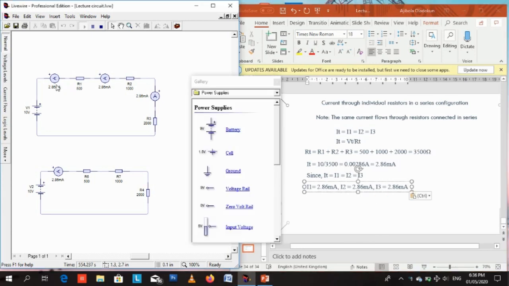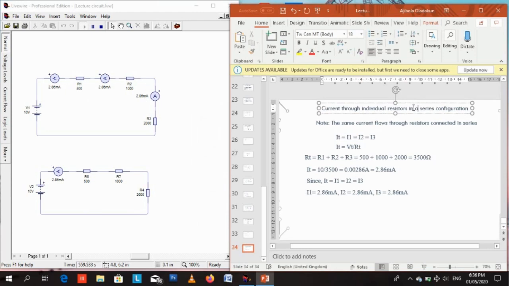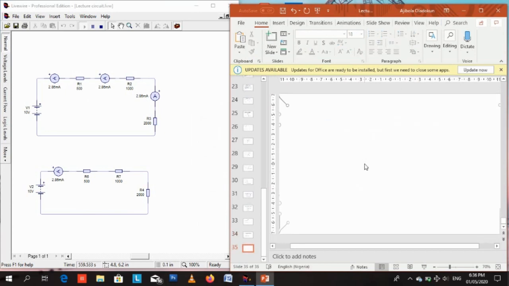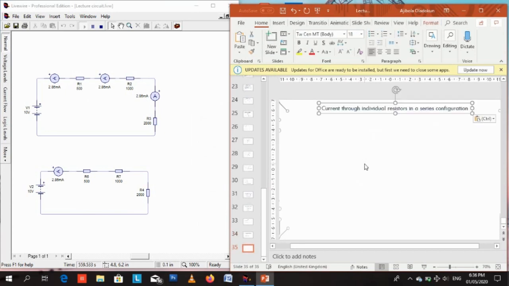So you've seen here that with the individual ammeters that we connected through each resistor, the currents are the same. So if you have resistors in series and you want to measure the current, you don't need up to three ammeters. You only need one. You don't need three or more ammeters. Just one ammeter will measure the same current through all the resistors.